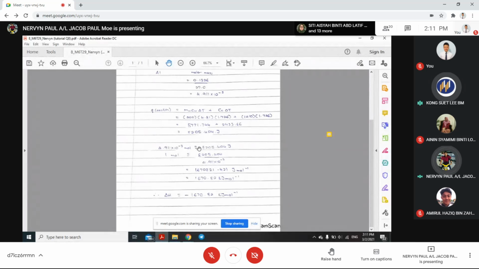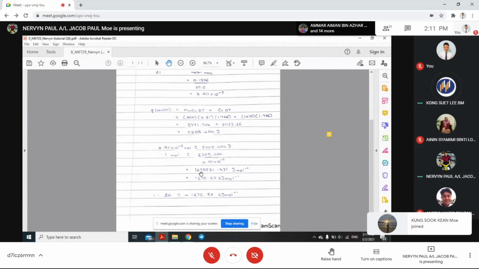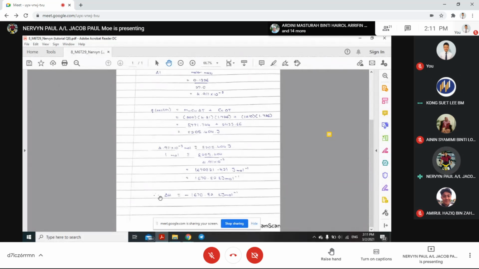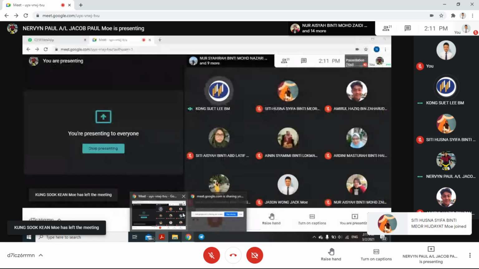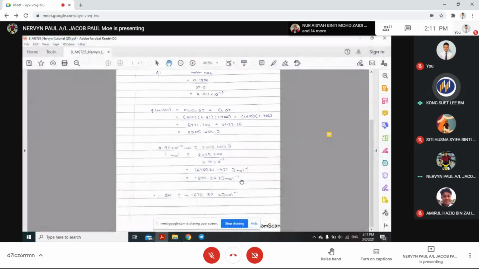Okay. And then good. Final answer, as you can see, is negative 1670.82 kilojoule per mole. Negative is because, again, when you see the definition, it says heat release. Heat release means it's exothermic reaction, that's why it's negative. That's all. Then for your conclusion, madam want you the delta H, right? You write down delta H combustion equal to negative 1670. Okay. Good job. Thank you, Naveen.